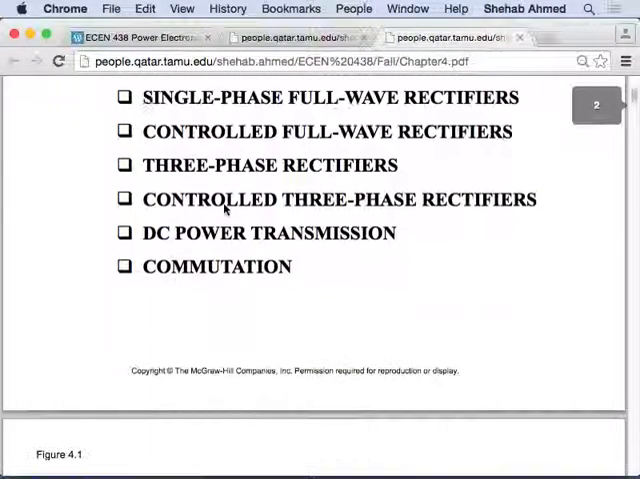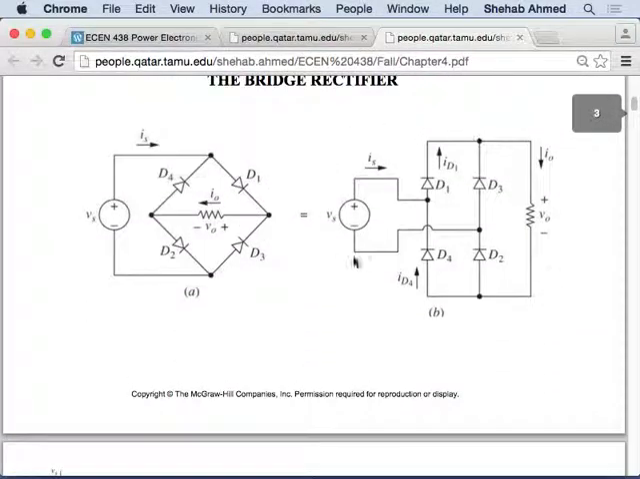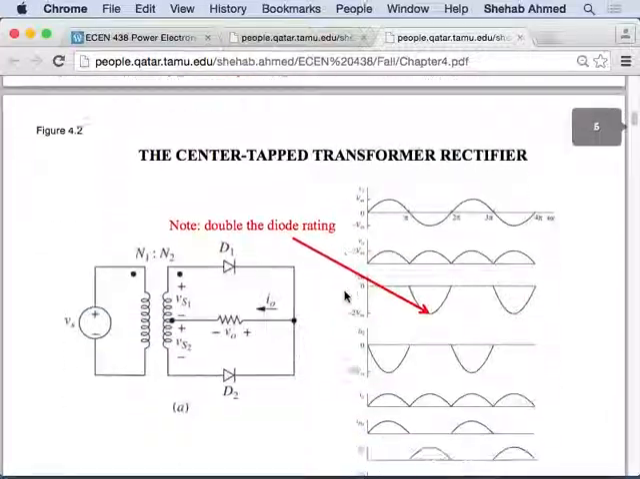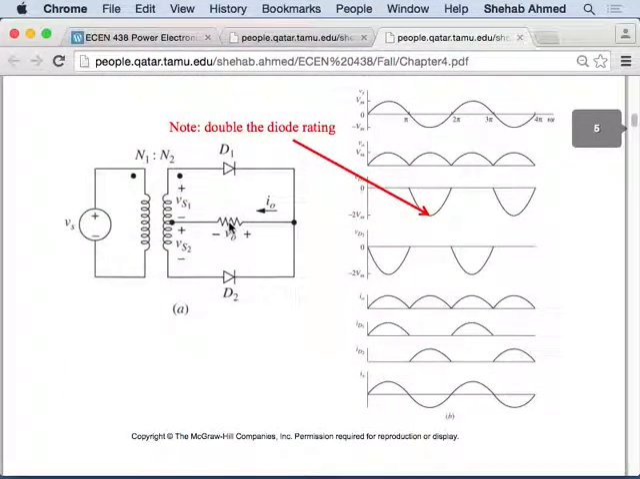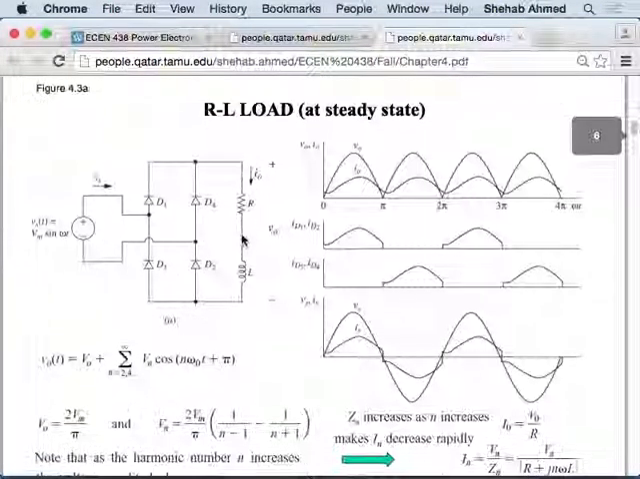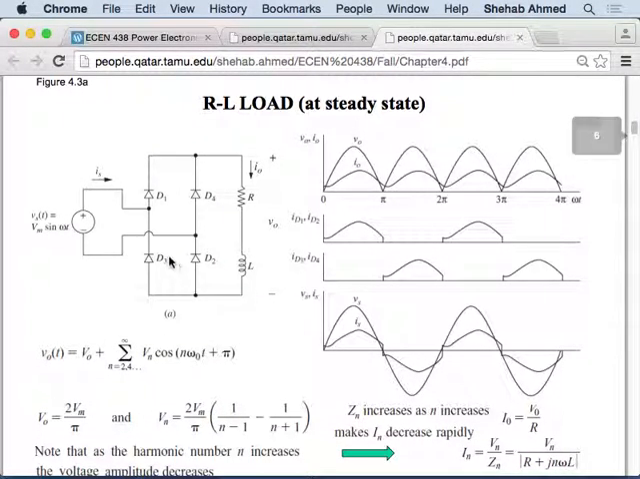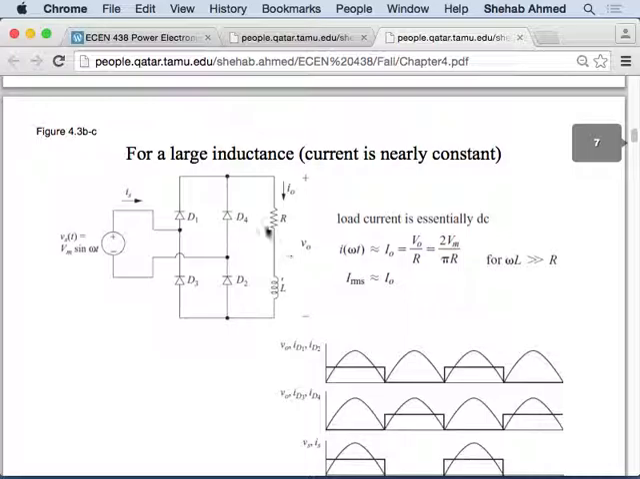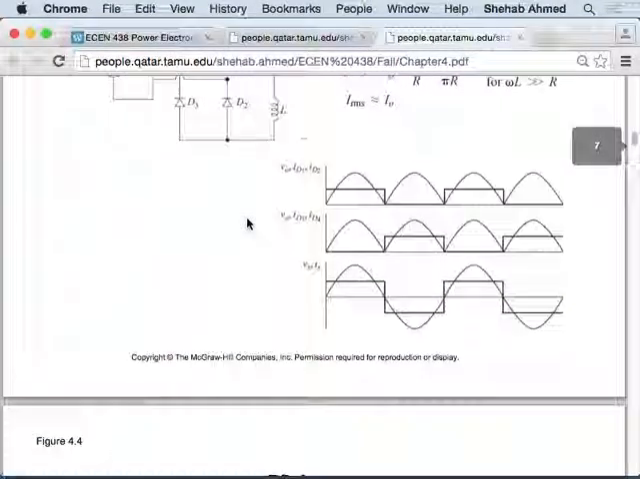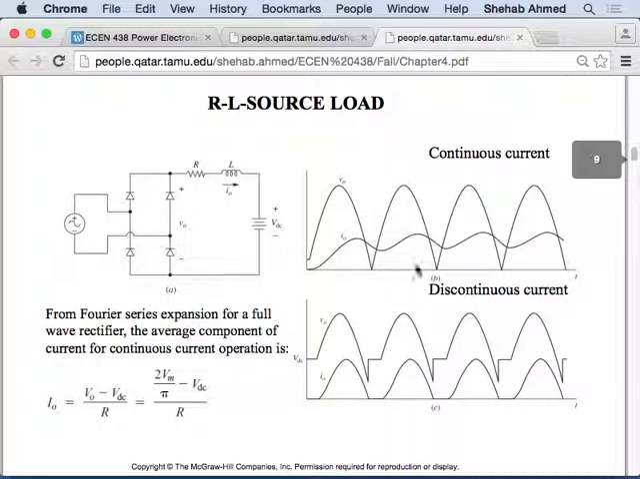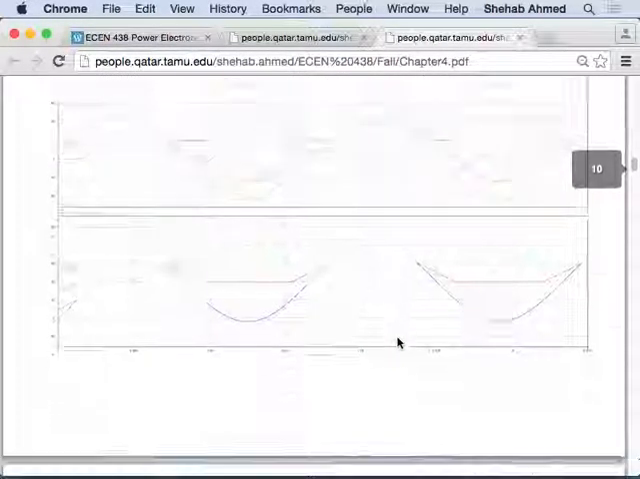Yeah. So we discussed basically the full wave rectifier circuit and its waveform, resistive load, and then resistive load for the full wave rectifier that's center tapped. The only difference between them is the voltage rating. RL load, full wave rectifier. For the large inductance case, a fictitious case, we went through that. And then RL in a source case, continuous and discontinuous, we went through that.